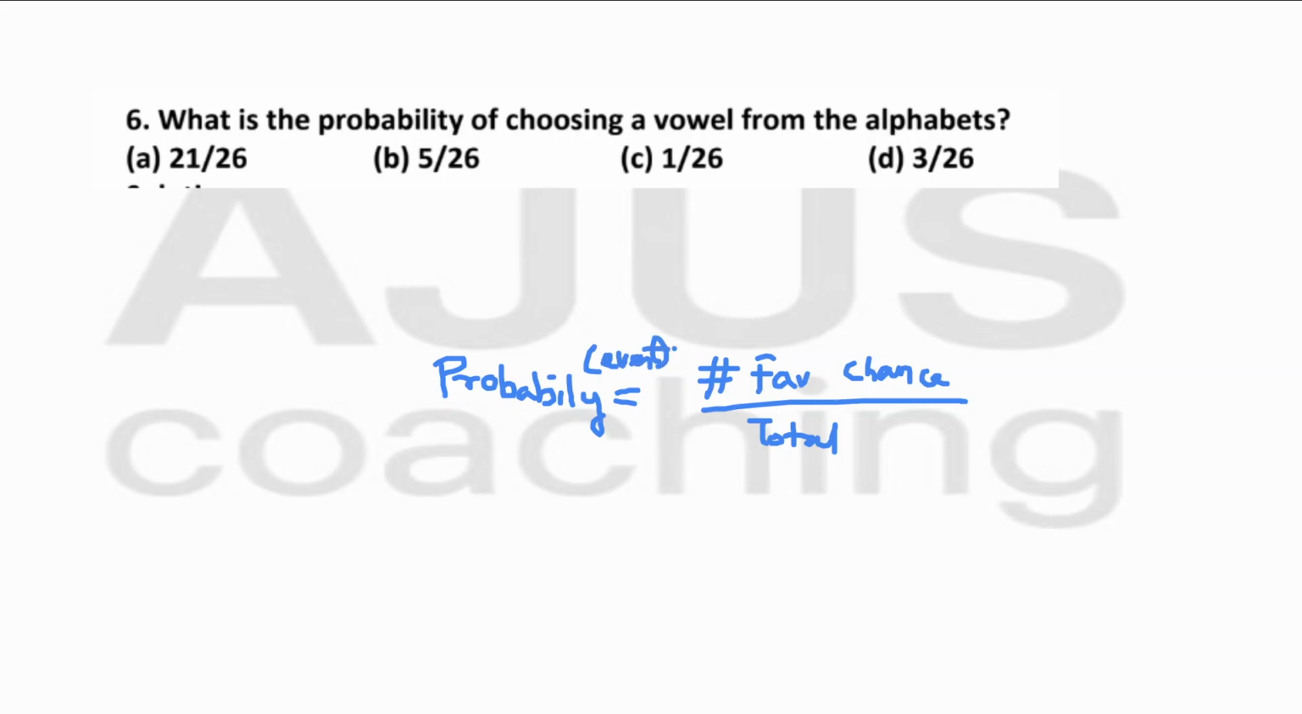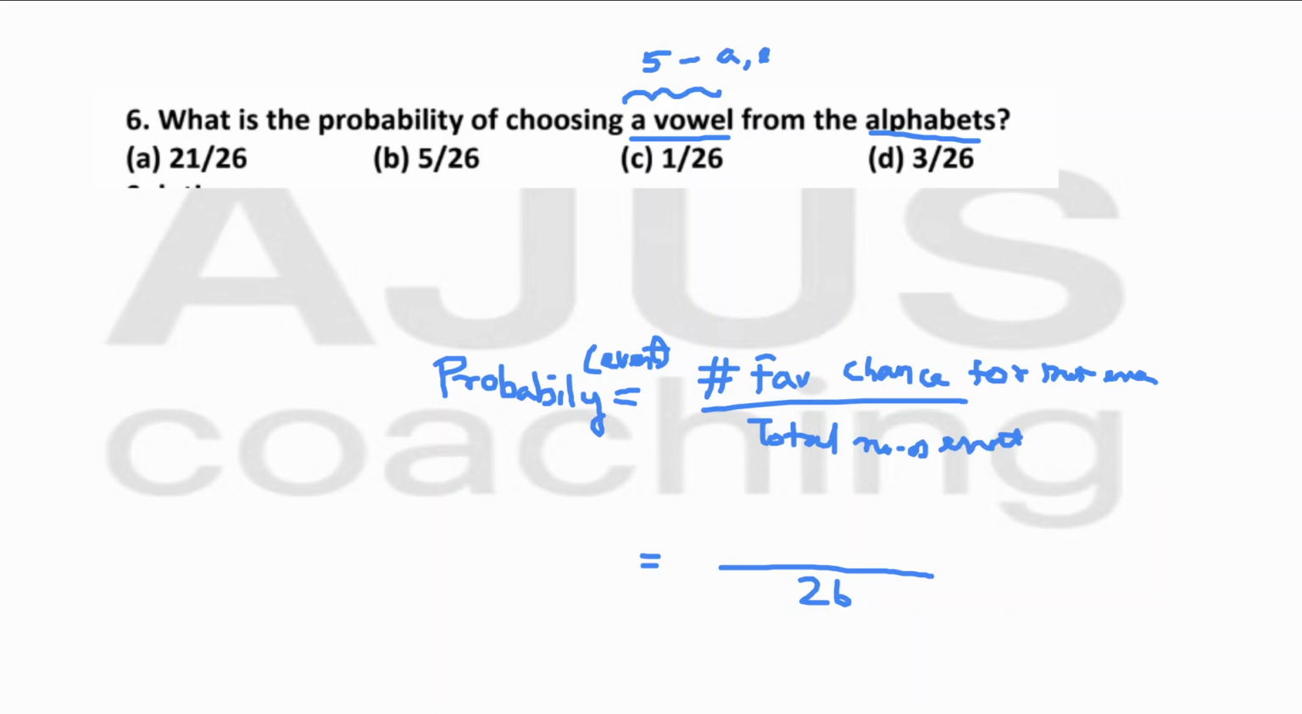So the probability of an event is the number of favorable chances for that event divided by the total number of events. Here, what is the probability of choosing a vowel from the English alphabets? The total number of possibilities is 26, and the total number of vowels in English is 5. So A, E, I, O, U are the vowels of the English alphabet, which are 5 in number. So that is the number of favorable chances.